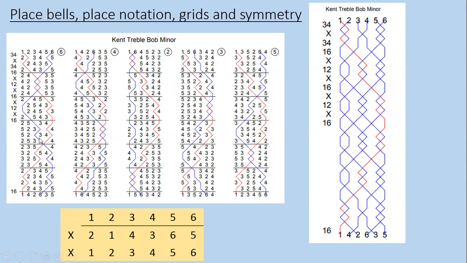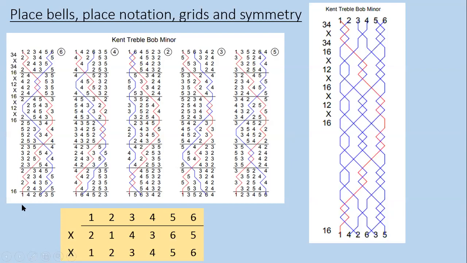At the end of a lead of Kent treble bob minor, we've got this lead end here, one of the regular lead ends I showed you on the previous slide. 1, 4, 2, 6, 3, 5. Every bell is in a new place, and so the sixth starts doing the work that the 4 had done in the previous lead. It's become fourths place bell, effectively.